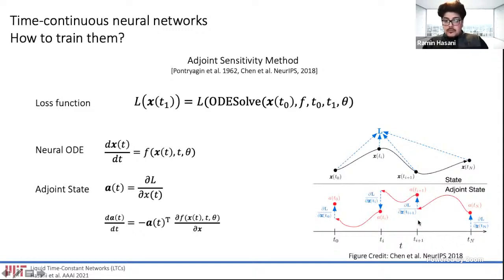And then at the current step, you can do one more gradient propagation, and you would not be required to propagate back throughout the whole sequence. This will give you a complexity of 1. Basically, it's a constant complexity when you use the adjoint sensitivity method.